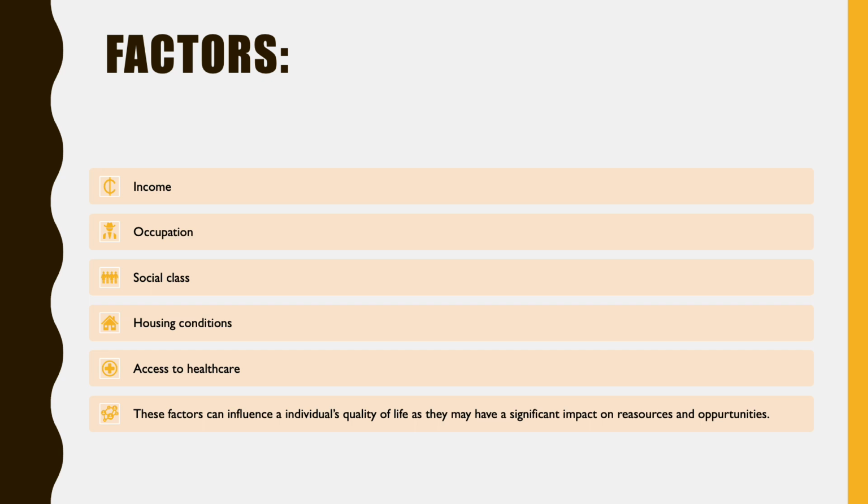Factors. The factors that influence an individual's quality of life based on their economic status are income, occupation, social class, housing conditions, and access to healthcare. These factors have a significant impact on the resources and the opportunities available to that particular student.